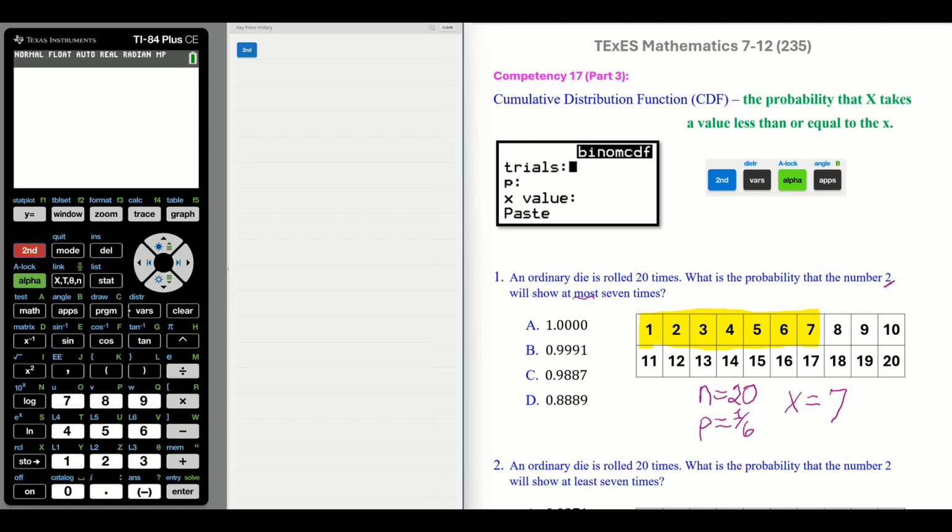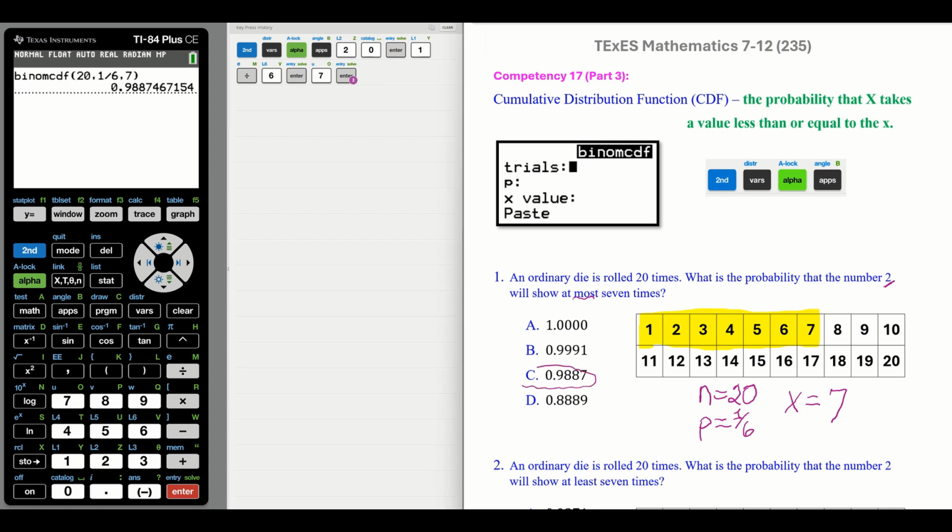Second, vars, alpha, apps. And we have 20 trials, 1 out of 6 probability. We're interested in all 7. Enter, enter, enter. And C is the correct option.